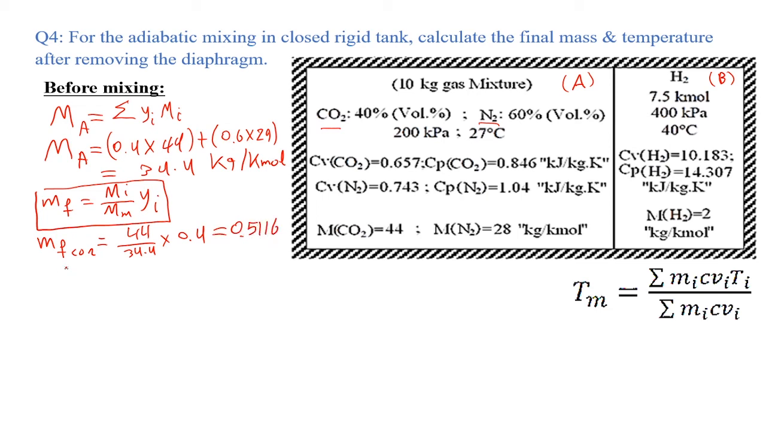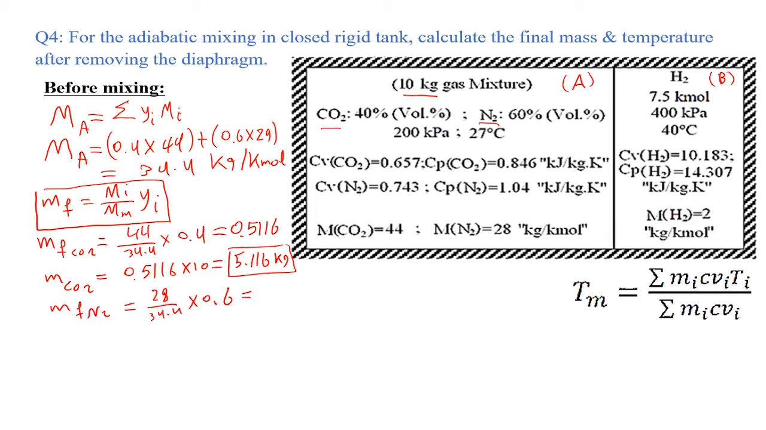We can calculate directly the mass of CO2, which is 51% of the total mass of 10 kilograms, giving us 5.116 kilograms. Similarly, we calculate the mass fraction for nitrogen. The mass fraction for nitrogen is 0.48, which is 48%. So the mass of nitrogen is 48% of 10 kg, which gives us 4.88 kilograms.